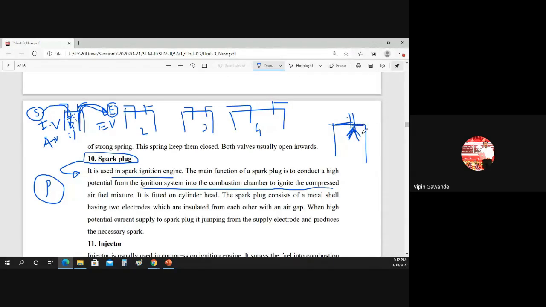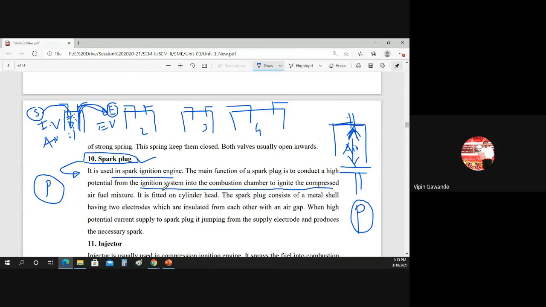And what is the main function of the spark plug? Spark plug is used for igniting the air fuel mixture and to cause the combustion. Because of this combustion, a huge volume of gases is generated, and those gases push the piston downward, and we get which type of stroke here? We will get the power stroke. So that is the main function of our spark plug.